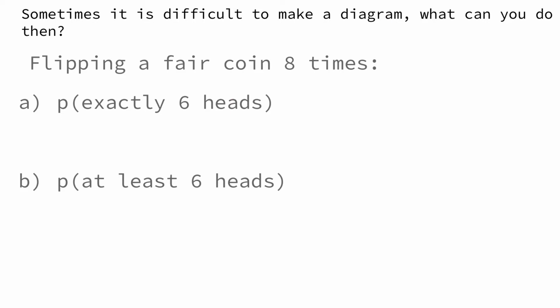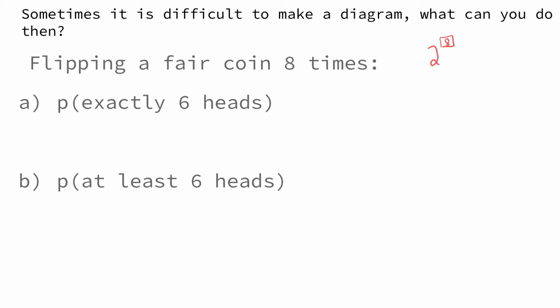All right, on this next one, we're going to flip a fair coin 8 times. Now, this would be kind of hard to make a diagram of how many flips that would be total. And so remember what you learned in the last unit, where to find a total, you can do 2 to the power of however many flips you're going to have. So this would be 2 to the power of 8, okay?